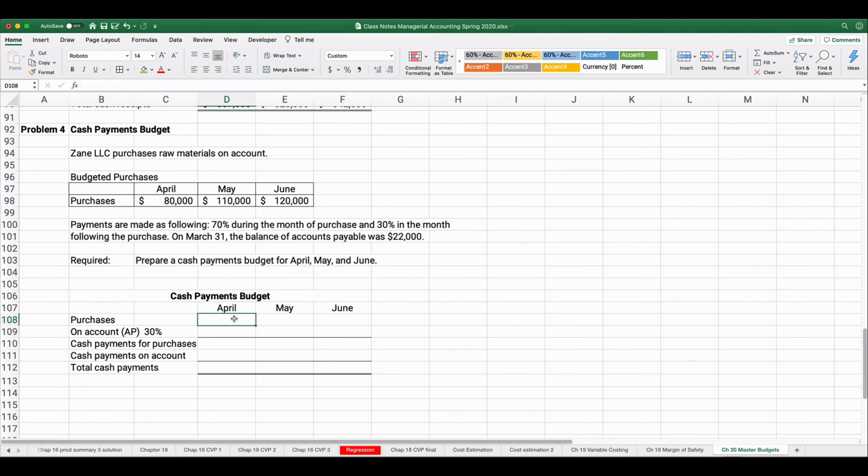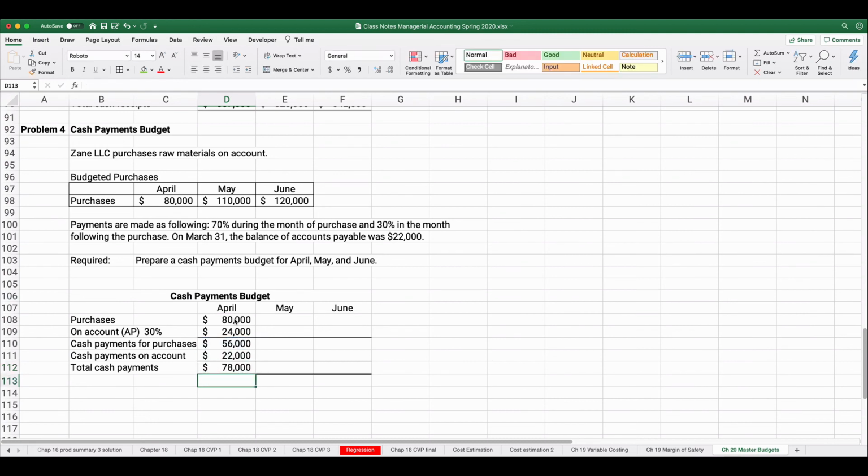All right, so what is the April purchases? Well, it's $80,000. So what is the amount that goes on account? Well, it's 30%. So I'm going to take 80,000 times 30%. That's the amount that goes on account. That's the purchases on account. So how much do we pay cash? We're talking about how much cash we pay. So the cash we're going to pay on that is $56,000. Plus, we've got to pay the 30% from the preceding month. That's $22,000. So we're going to pay the $56,000 plus the $22,000.